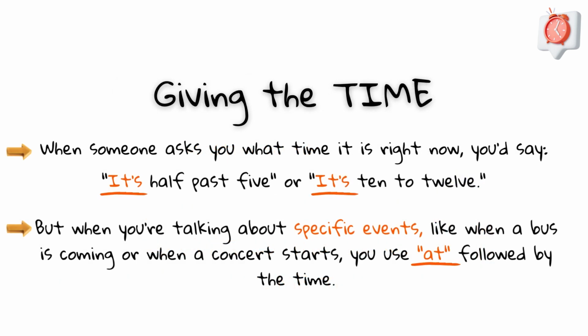Giving the time. When someone asks you what time it is right now, you'd say, it's 5:30, or it's 10 to 12. But when you're talking about specific events, like when a bus is coming or when a concert starts, you use at, followed by the time.